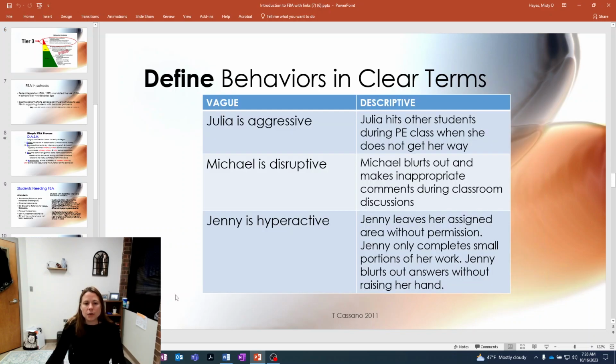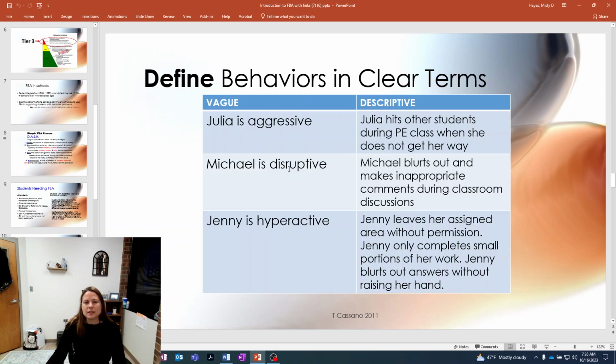It's important for you, whenever you are defining behaviors in that first process of functional behavior assessment, to be very specific in how you're defining it. So this here is really vague. Julia is aggressive. Well, okay. Well, how is she aggressive? You're going to have to be more specific. Well, she hits other students during PE class when she does not get her way. And this is something Julia does a lot, okay? So do you see the difference in the descriptive versus the vague?